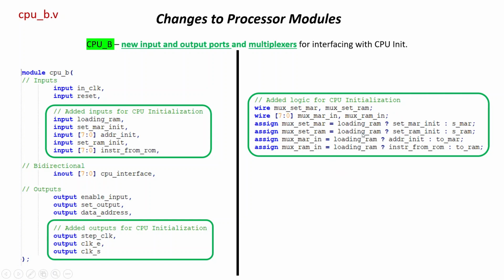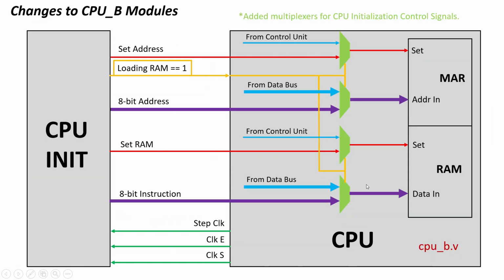inside that are selected based on loading RAM. So if we are loading RAM, we're going to use the input signals from CPU initialization to control the MAR and the RAM within the CPU. And when we're not loading RAM, then the normal instructions from the control unit and data bus take over, like it shows here.